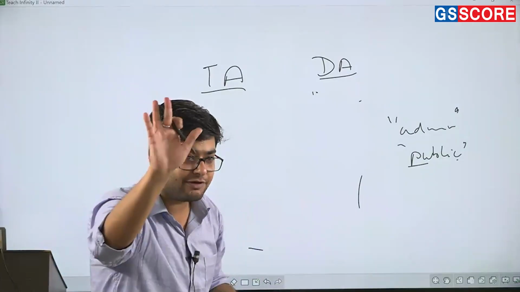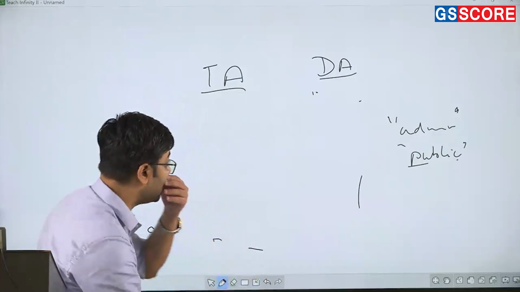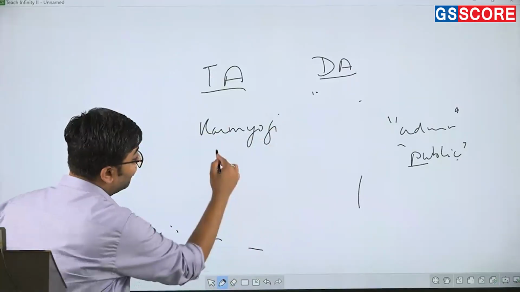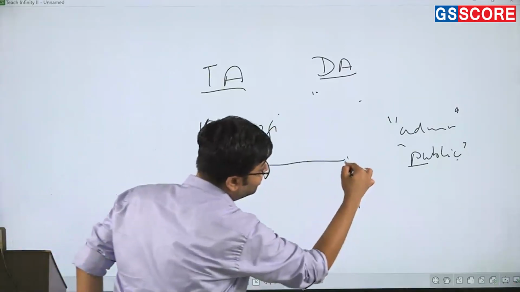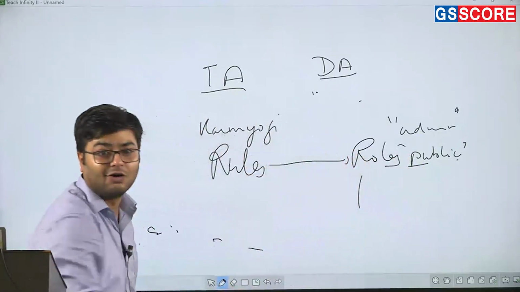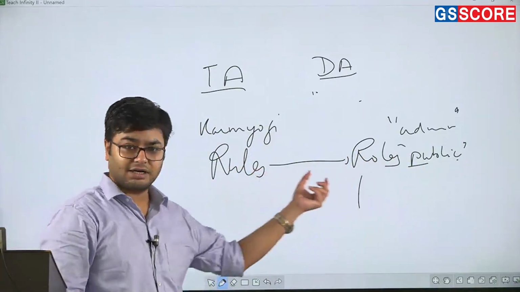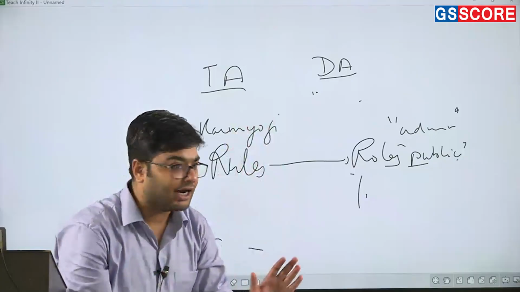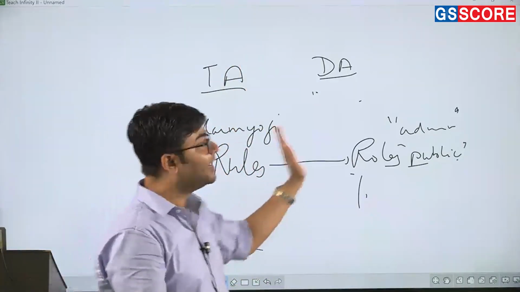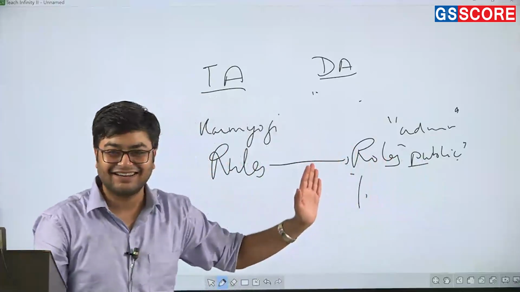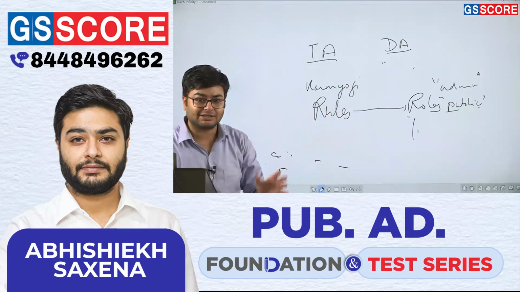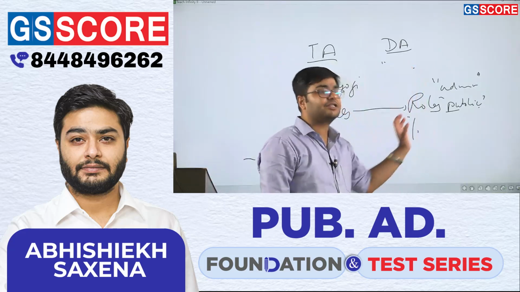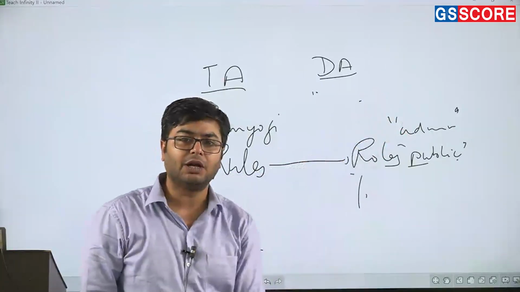Now administrative reforms, let's link this, okay? And I keep referring to Karma Yogi. From rules to roles. Is it making sense? So what it is doing is reorienting the administration from TA to DA. Now, if there is a question regarding administrative reforms, a vague question, and you add this perspective, it will elevate your answer.